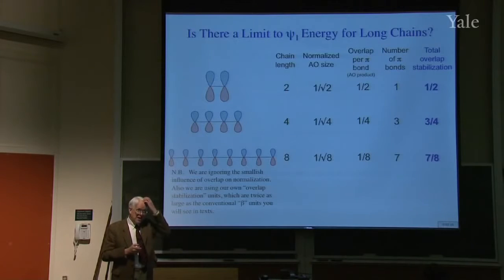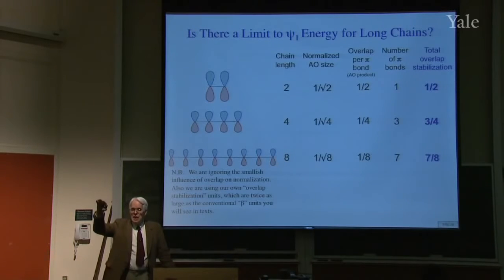Now, suppose we have 8 in a row. Now the normalized atomic orbital size is 1 over the square root of 8. 1/8 is the overlap per bond, and there are 7 bonds. So we get 7/8 is the amount of stabilization. So it's going down, down, down, down. And obviously each time we add a pair, it's going to go down more and more.